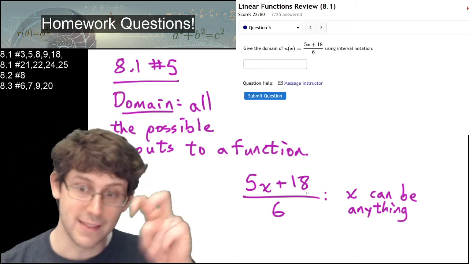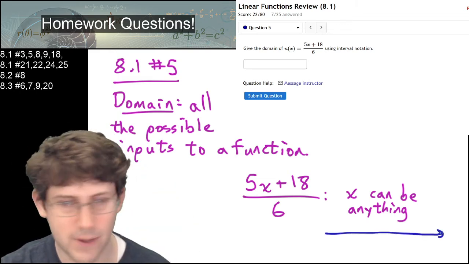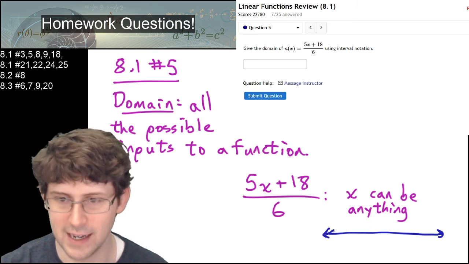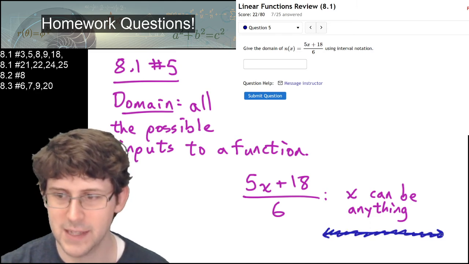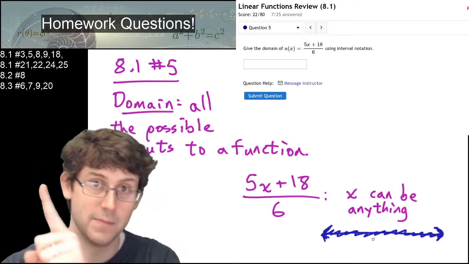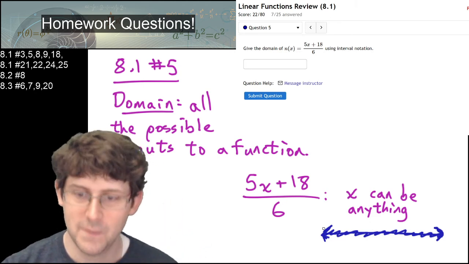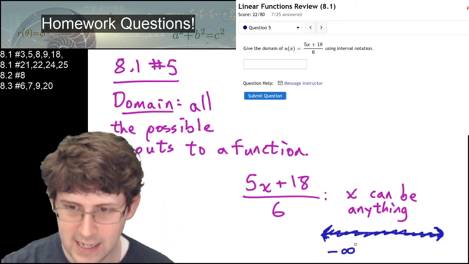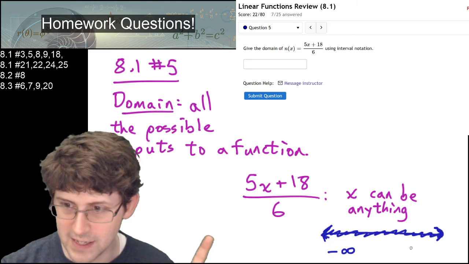To write anything in interval notation, I do it the same way I do everything in interval notation. I draw a picture of the number line and shade in all the spaces that I want. Here I want all the spaces, and then I can go from left to right across my picture. This one starts at -infinity and goes up to infinity.